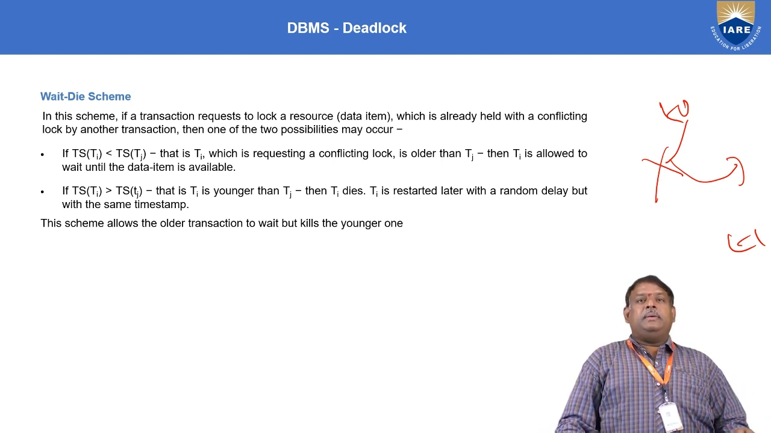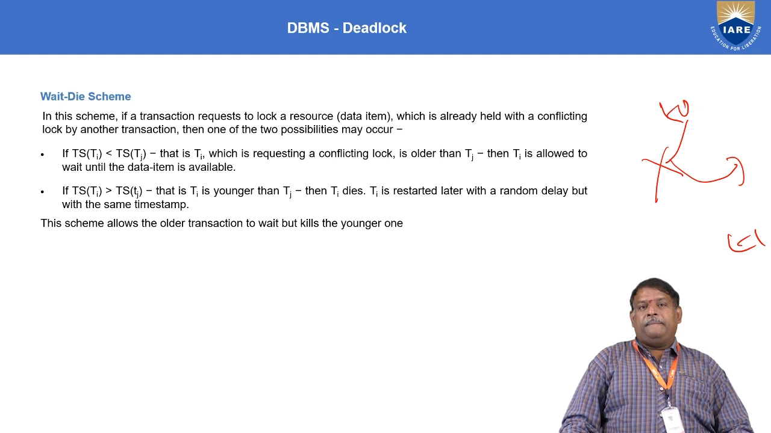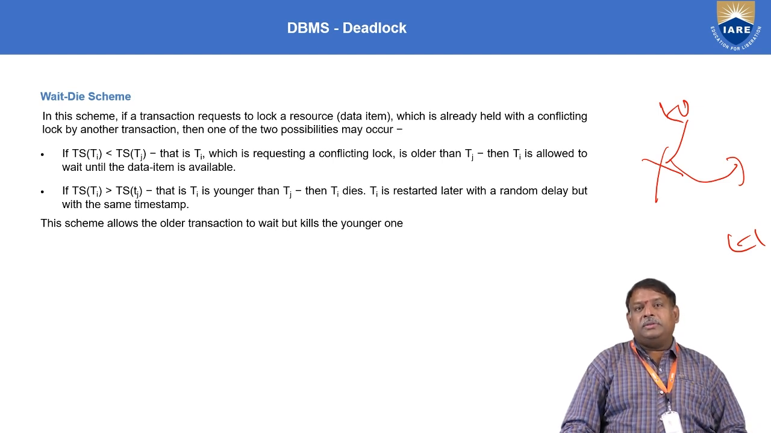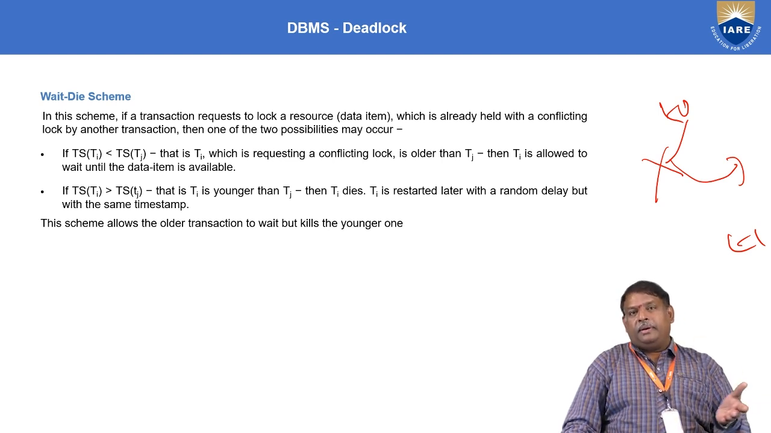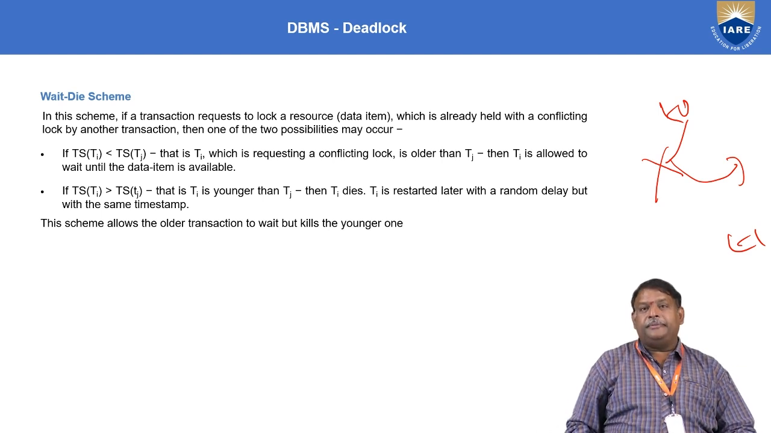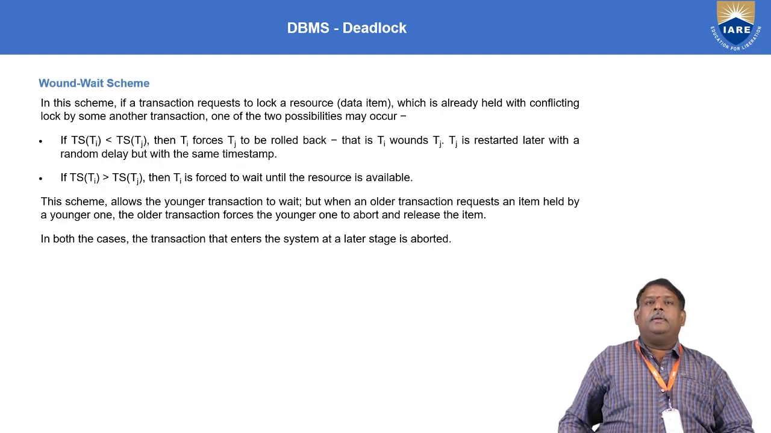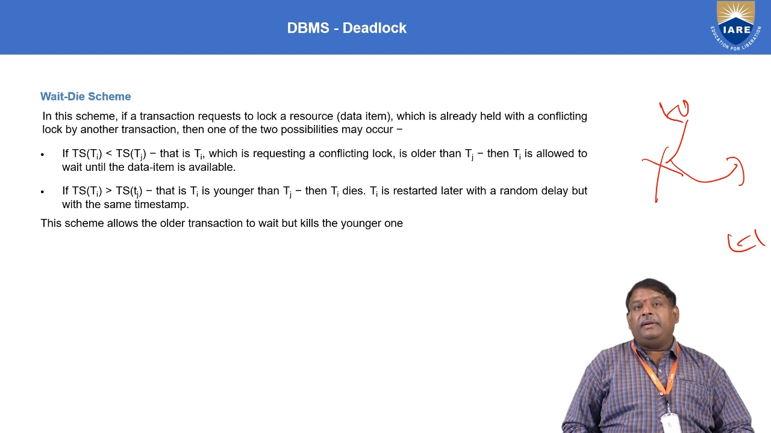The scheme allows the older transaction to wait, but kills the younger one. The older gets the preference, but the younger will be killed. That is the wait-die scheme.